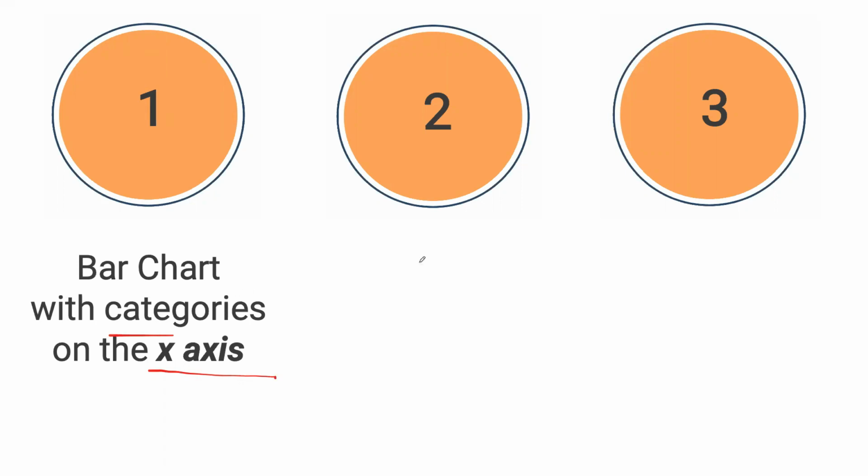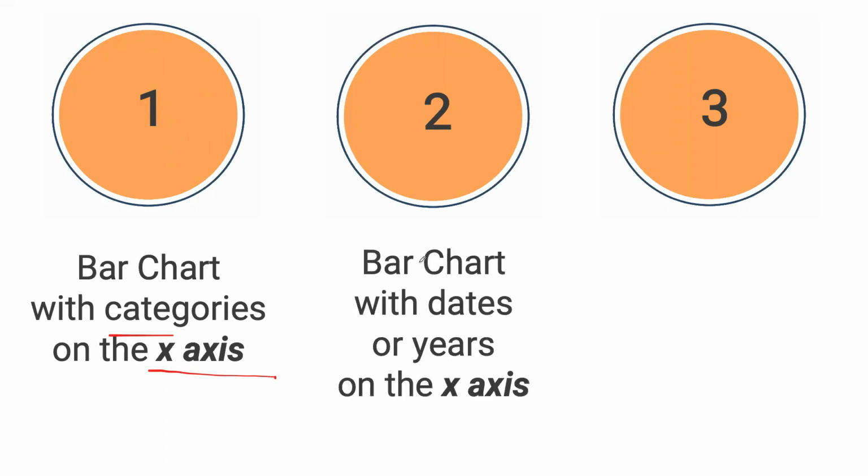The second type of bar chart that you are likely to see on the exam is a bar chart with dates or years on the x-axis. And the third type is looking at two bar charts together, and in this case, you would have to compare or look at that information.